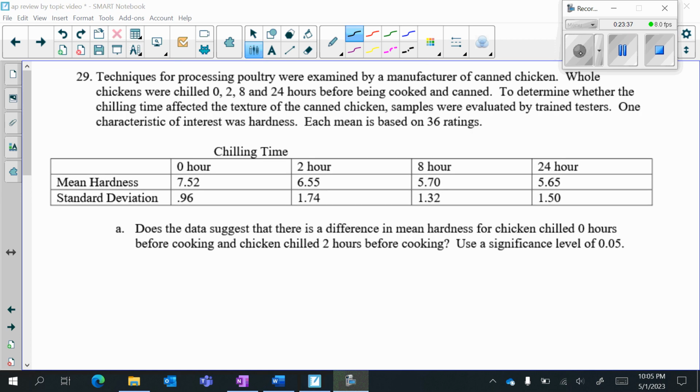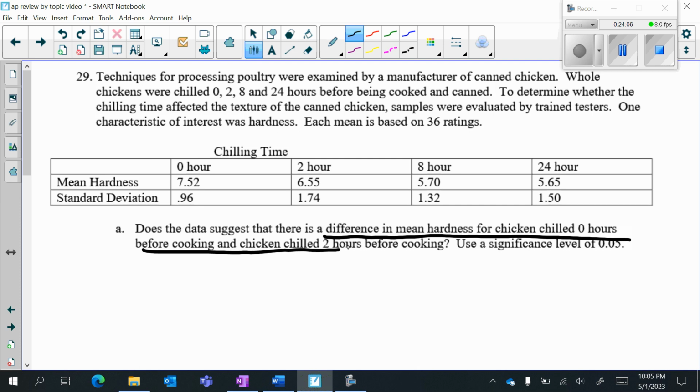Now, if you look at this next question, number 29, they're talking about poultry, and they're talking about cooking chicken at different hour marks. And it seems like we want to know if there is a difference in the mean hardness for chicken chilled for 0 hours before cooking and chicken chilled for 2 hours before cooking.